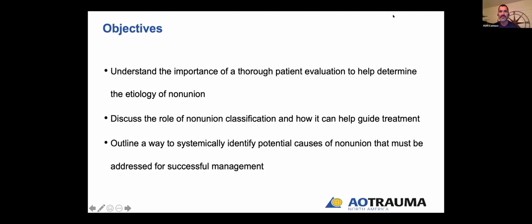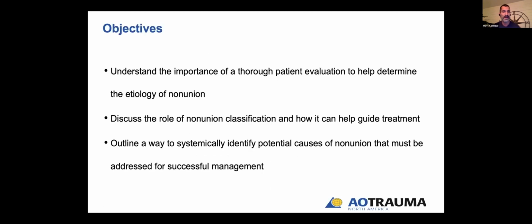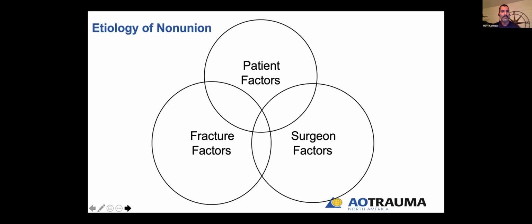My discussion here is going to start out with understanding the importance of a thorough patient evaluation to help understand the etiology of the nonunion. This is not the real sexy part of this discussion, but it's super crucial to success in our ultimate goal, which is to attain union in femoral nonunion situations. We're going to talk about classification as a way to think about why the fracture didn't heal and how it can help guide our treatment going forward, and then outline a systematic way to identify potential causes of nonunion so that we can address each of those issues as we go forward. When I think about nonunions, I think about three factors: factors that are surgeon specific, factors that are patient specific, and factors that are fracture specific.